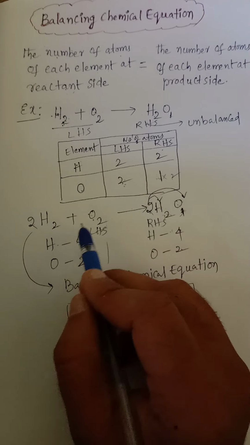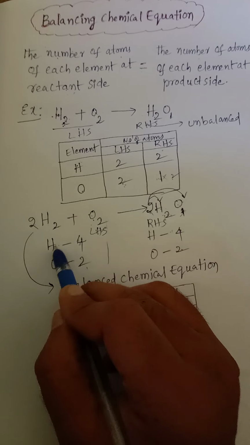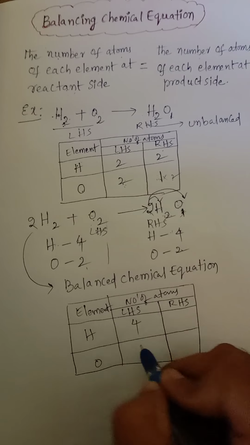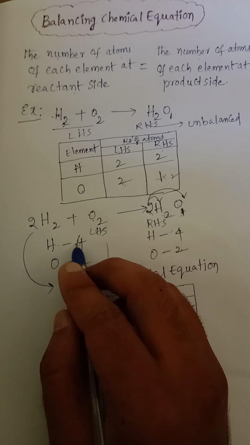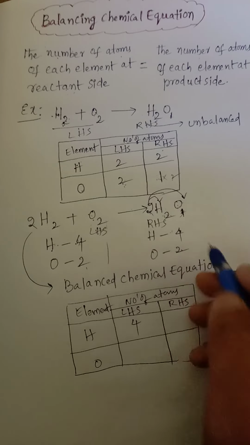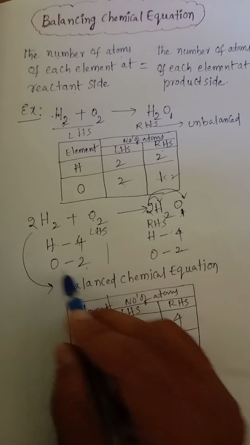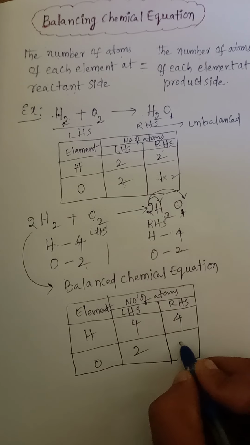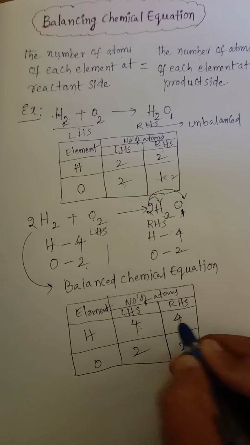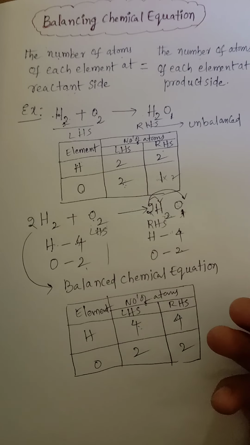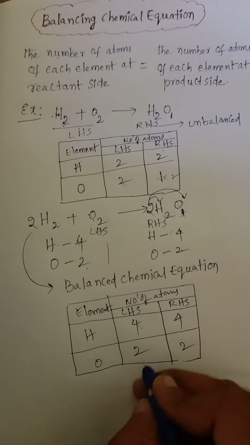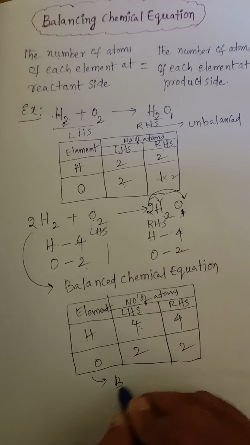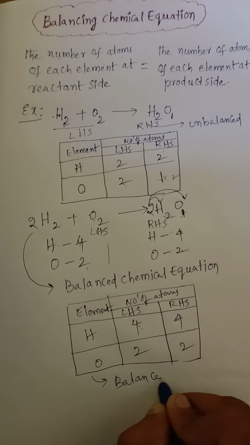We need to take hydrogen. LHS, what is LHS here? This is LHS. Hydrogen is 4, oxygen is 2. How many hydrogens are there? 4. At RHS hydrogen 4, and oxygen 2, here 2. So this is balanced, 4 4 same, and 2 2 means this is the same value. So this is the balanced table.